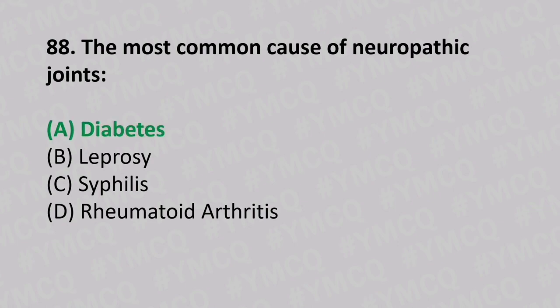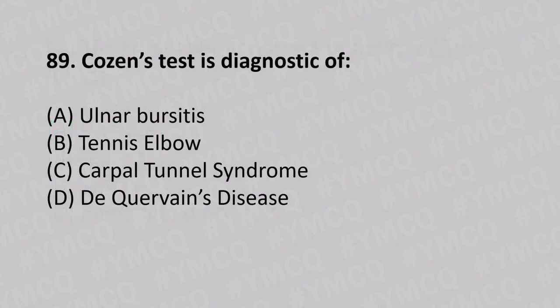Moving to our 89th question, Cozen's test is diagnosis of: option A, ulnar bursitis; option B, tennis elbow; option C, carpal tunnel syndrome; option D, de Quervain's disease. And the answer is option B, tennis elbow.